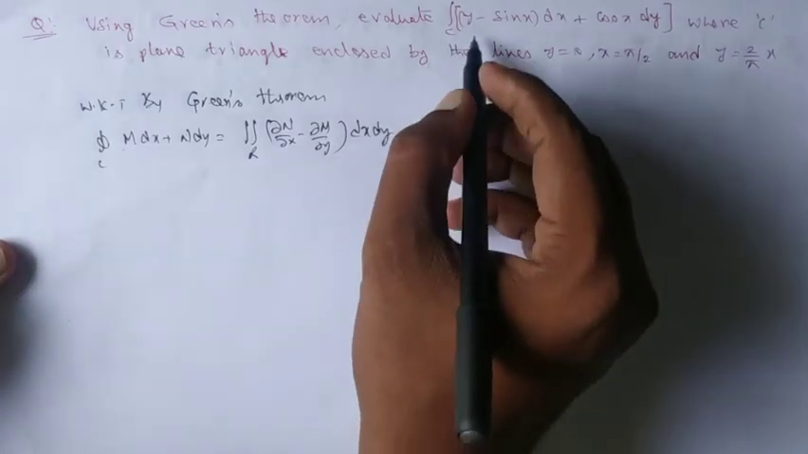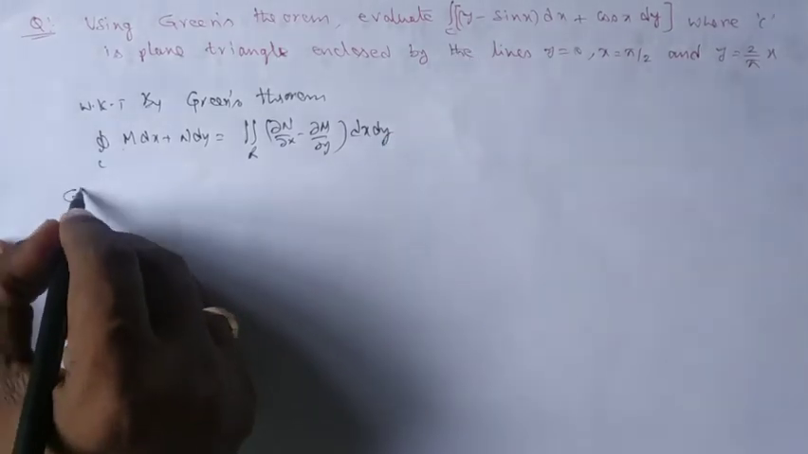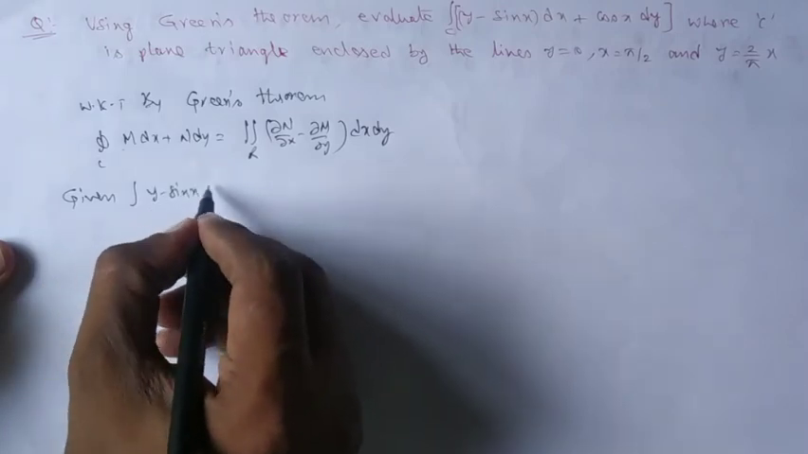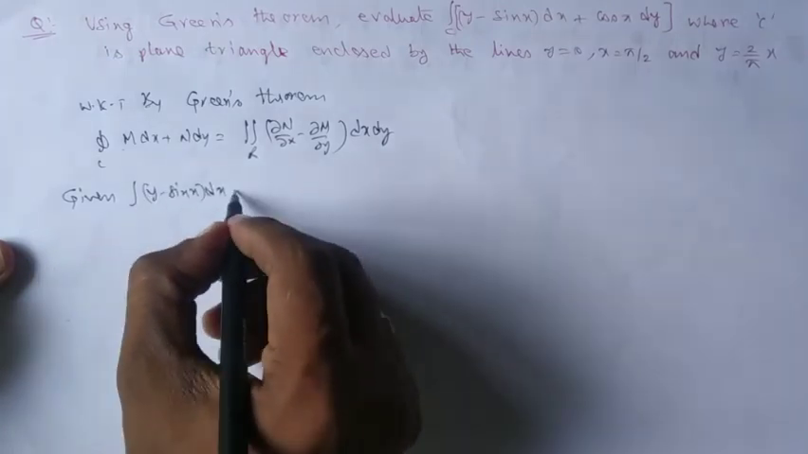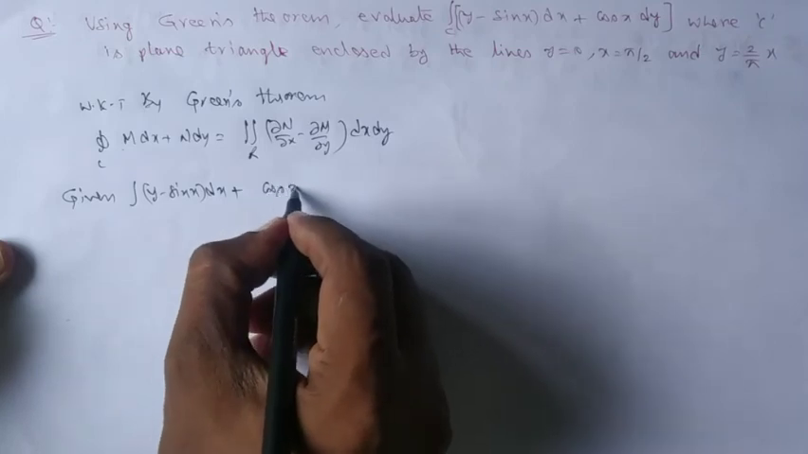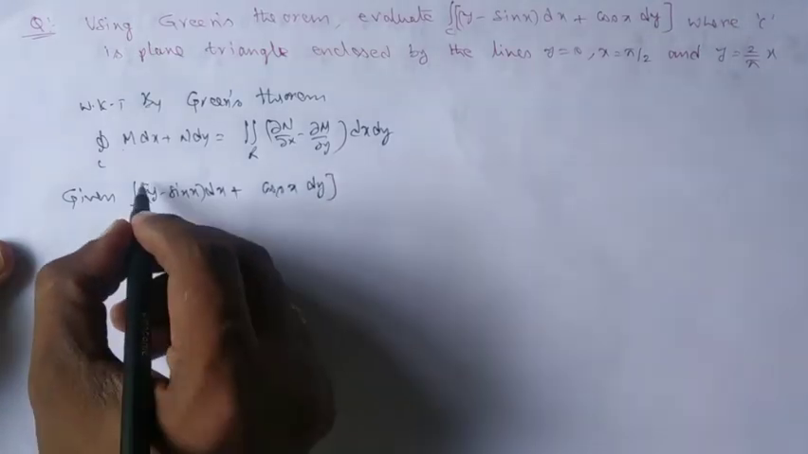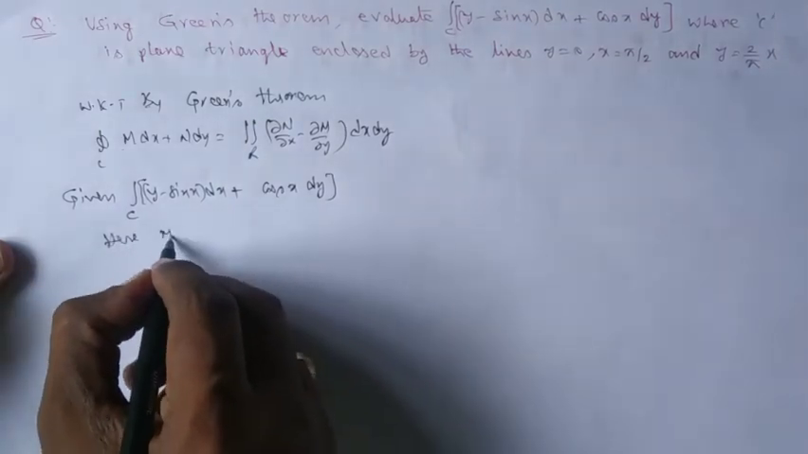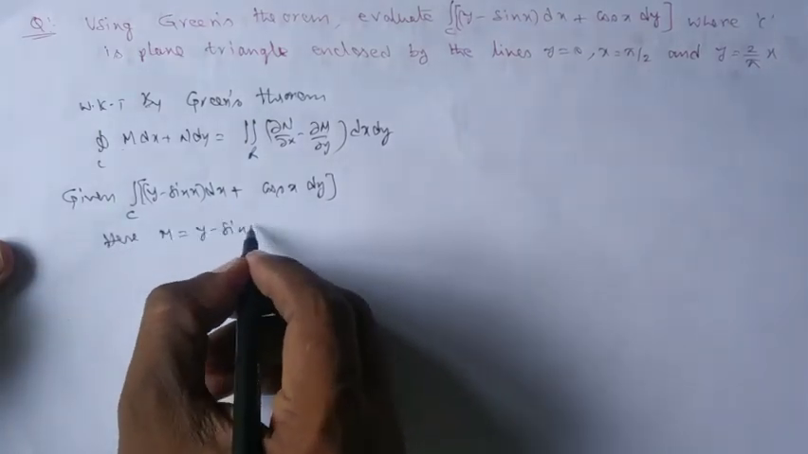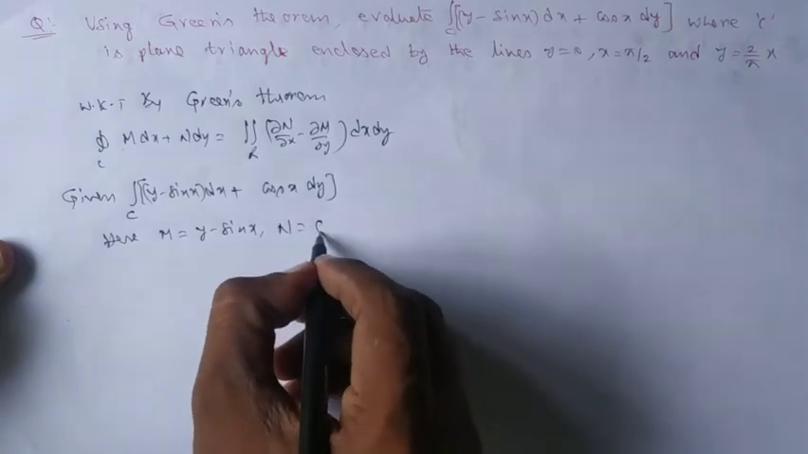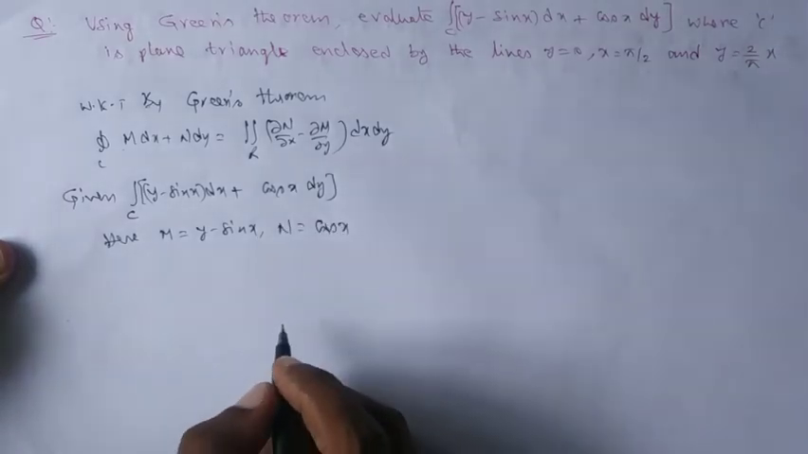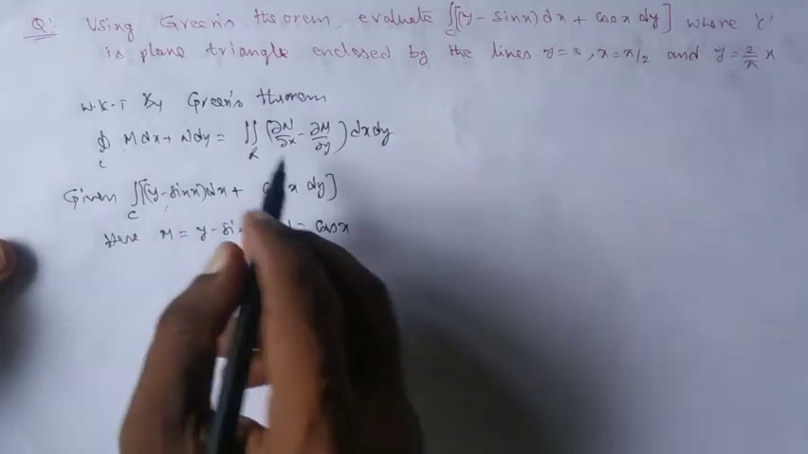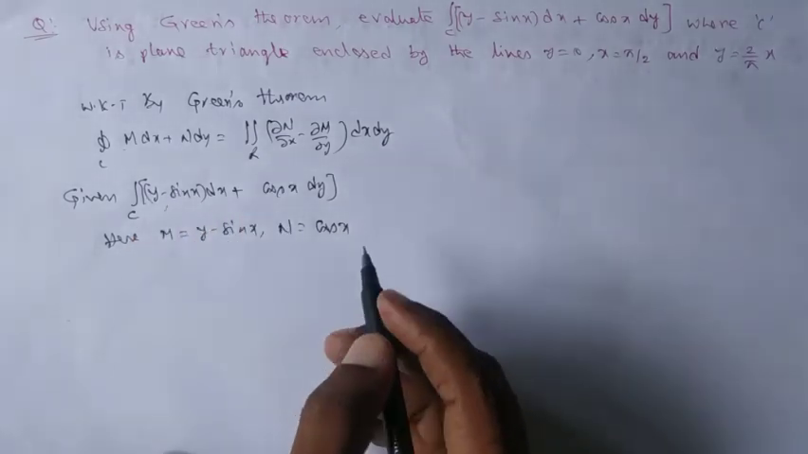Now what our integration is here, given: integral y minus sin x dx plus cos x dy. This is what our line integration is. So here what is m? Y minus sin x, and n is cos x. Now we need to convert this line integration to surface integration. Before converting to surface integration, first to identify what is the region here.